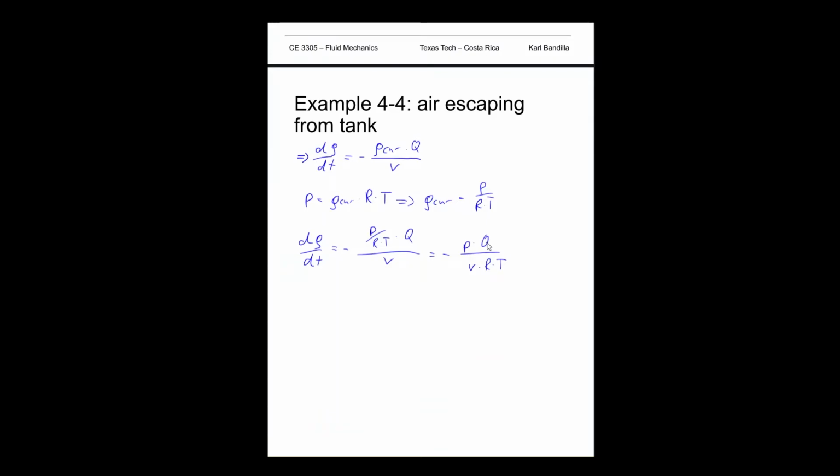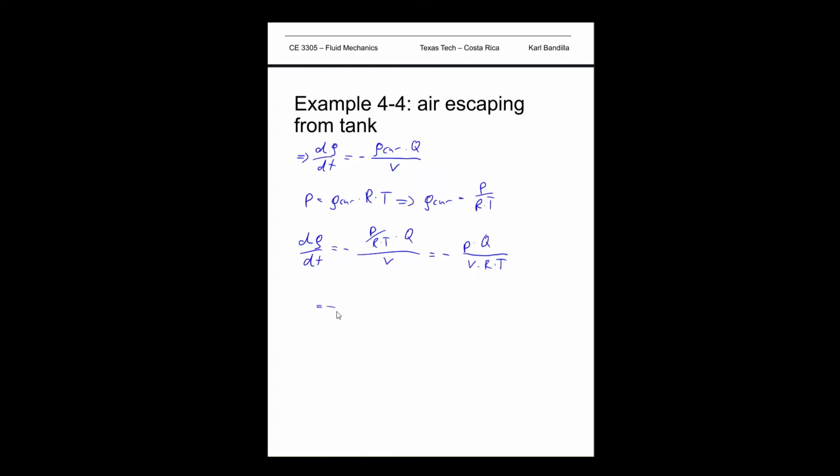Now P is given to us, Q is given to us. This is not a velocity, this is a volume. Let's erase that, make that clear. That's not what I wanted. Wrong button. So what I wanted to have is P times Q over V times R times T. There we go, a little clearer. So we're given the volume. We can look up what the gas constant is, and of course we're given the temperature.